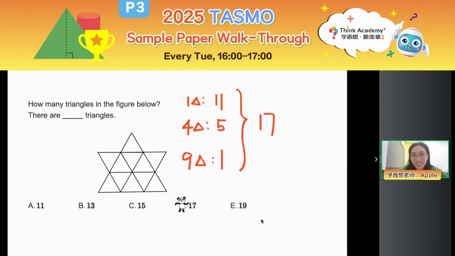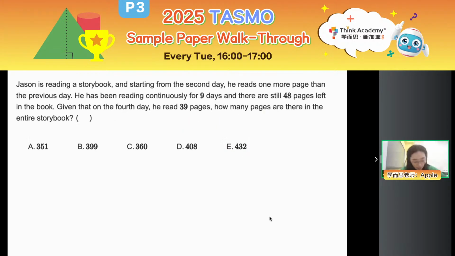Just counting by different size. Yeah. Okay, then next one. Jason is reading a storybook and starting from the 2nd day, he reads 1 more page than the previous day. He has been reading continuously for 9 days and there are still 48 pages left in the book. Given that on the 4th day, he reads 39 pages.